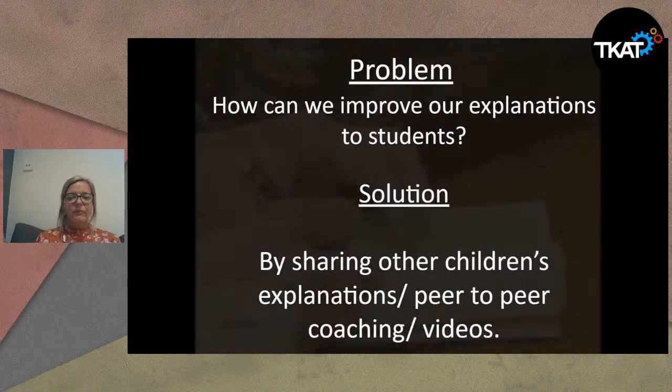So how can we improve our explanations to students then if maybe the way that we taught something didn't really get through to the pupils? So we could share the children's explanations. Sometimes teacher's explanation isn't always the best one, or it might be in class we could do some peer-to-peer coaching for those children that answered questions correctly, helping those that are struggling. Or for remote learning, we can produce some videos, either create them ourselves, or we can upload these onto the Google Classroom or whatever platform you're using.